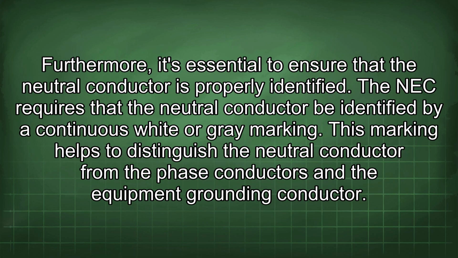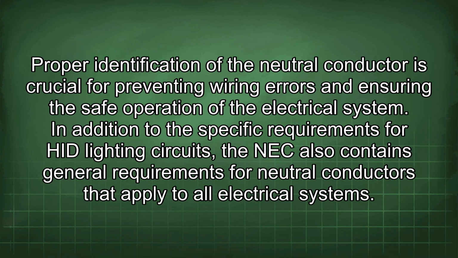Furthermore, it's essential to ensure that the neutral conductor is properly identified. The NEC requires that the neutral conductor be identified by a continuous white or grey marking. This marking helps to distinguish the neutral conductor from the phase conductors and the equipment grounding conductor. Proper identification of the neutral conductor is crucial for preventing wiring errors and ensuring the safe operation of the electrical system.